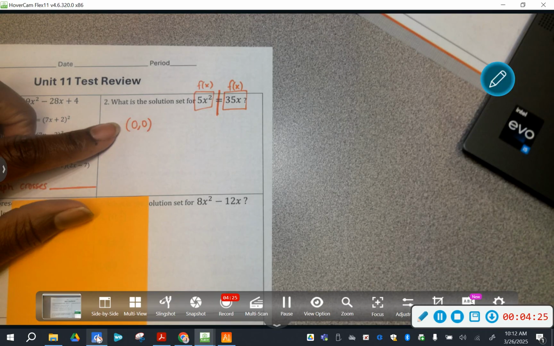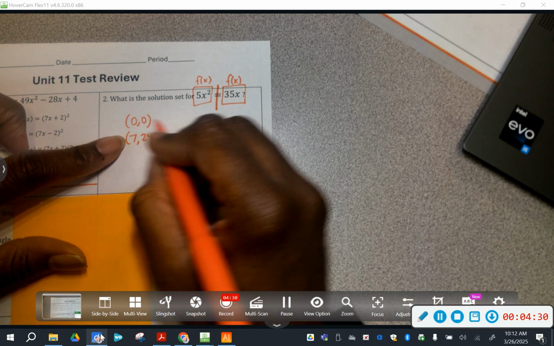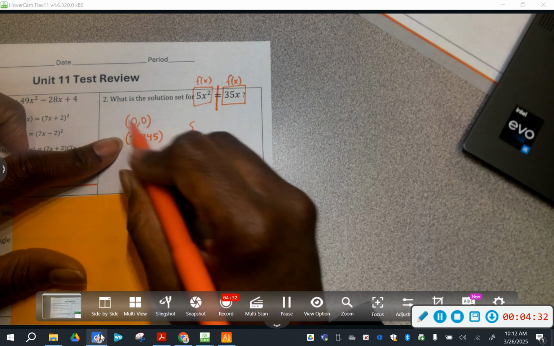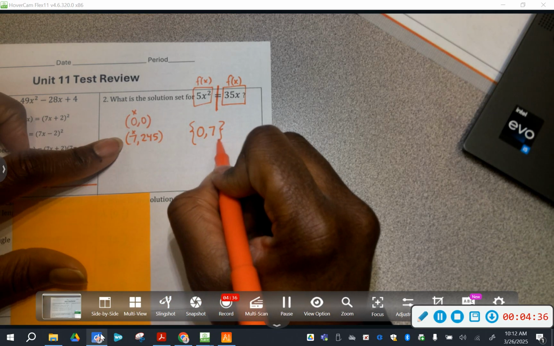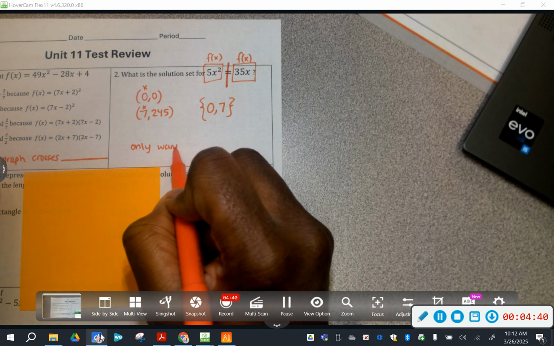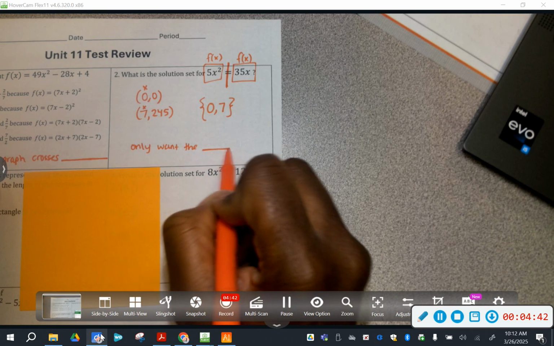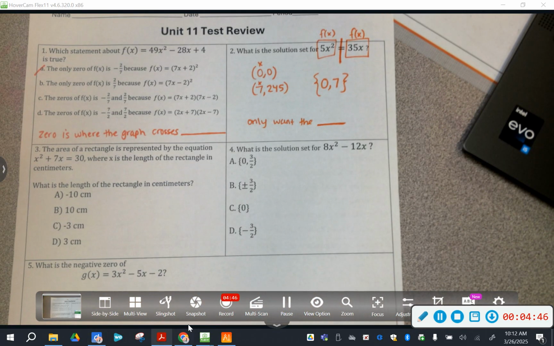Hope you caught that. All right. So the other one will be 7, 245. You can write it like this, but on your test, I believe the solution set wants just the x's. Remember, the solution set is only the x's. So we only want the x's. Please fill in that blank to get you some credit on your test review.